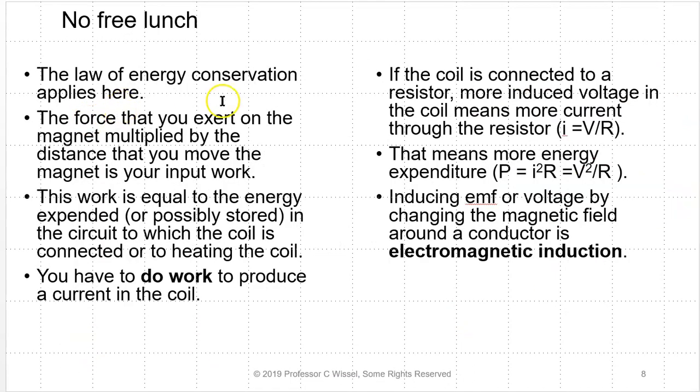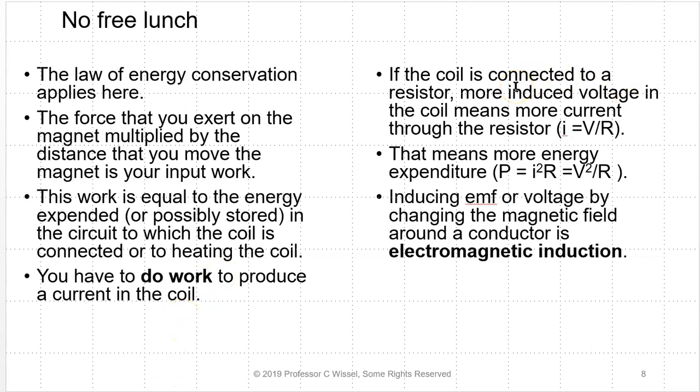Okay, so the law of energy conservation applies here. The force that you exert on the magnet multiplied by the distance that you move the magnet is your input work. This work is equal to the energy expended or possibly stored in the circuit to which the coil is connected or to heating the coil. You have to do work to produce a current in the coil.